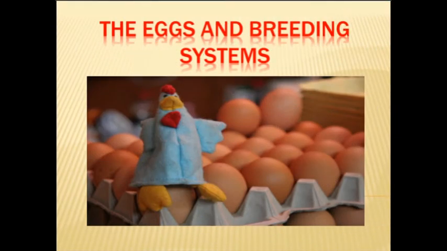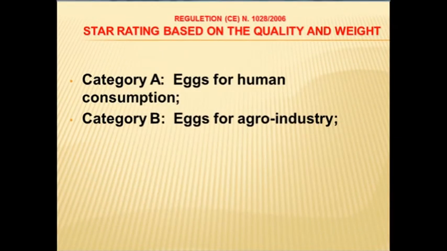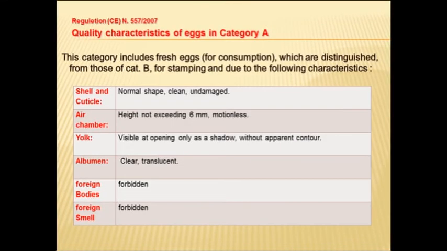The eggs and breeding systems. We have two typologies of eggs. Category A, eggs for human consumption. Category B, eggs for agro-industry. The eggs of Category A include fresh eggs for consumption, which are distinguished from those of Category B by stamping and due to the following characteristics.